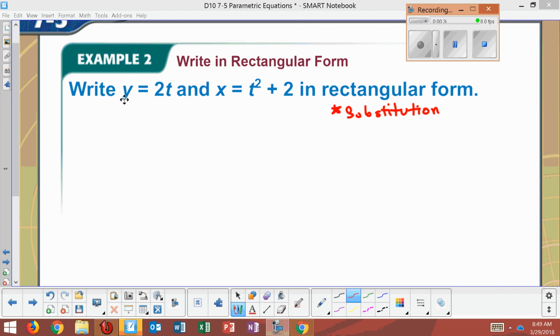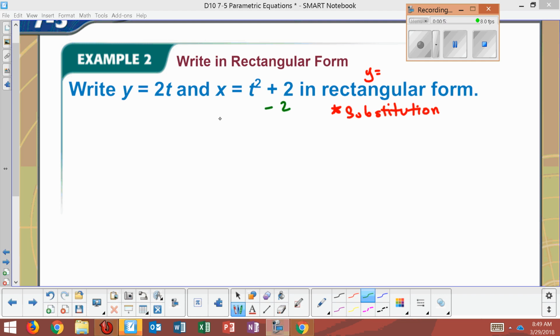Now, I like to try to leave this equation as is because normally when we write rectangular form, we write in the form of y equals. So if I solve this one for t, I can just substitute it in right here, and I'll already have y equals. So that's what I'm going to do. I'm going to choose this equation, not that you have to, but I'm just going to. I'm going to solve for t.